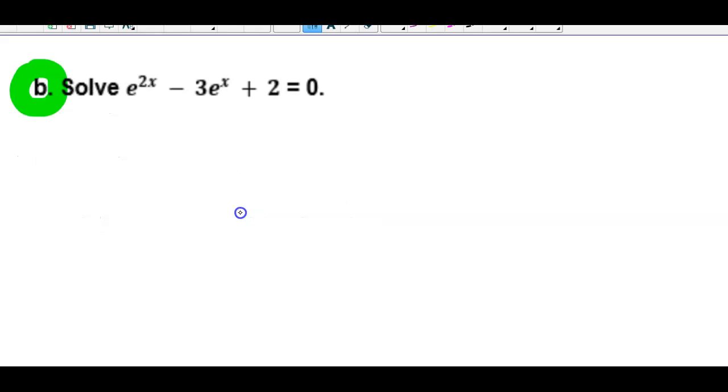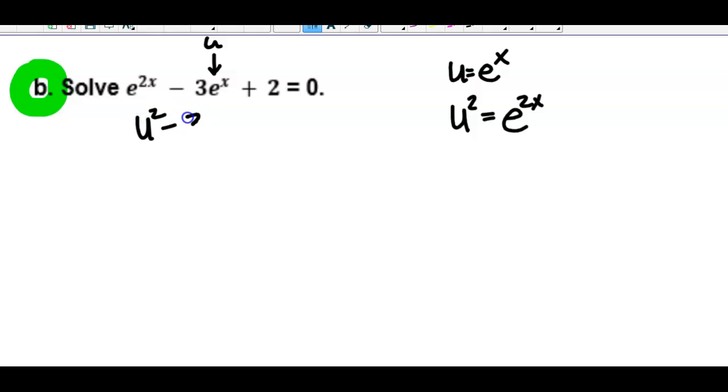This is the tricky kind that I wanted to spend some time on. This requires what's called a U substitution. We are going to factor this. We're going to let this term right here represent U. So if U is an e to the x, then U squared is an e to the 2x. We're multiplying both exponents by 2 here. So this is a U squared minus 3U plus 2 equals 0.